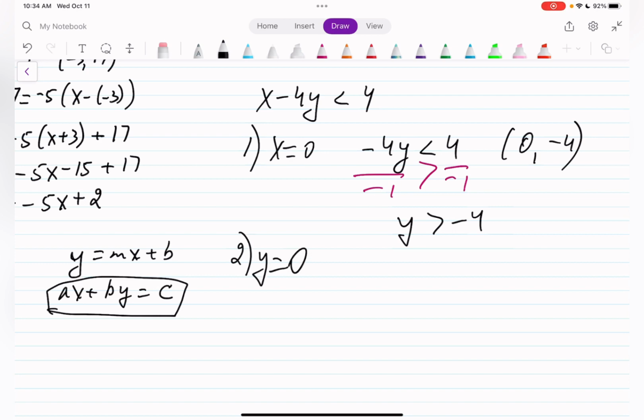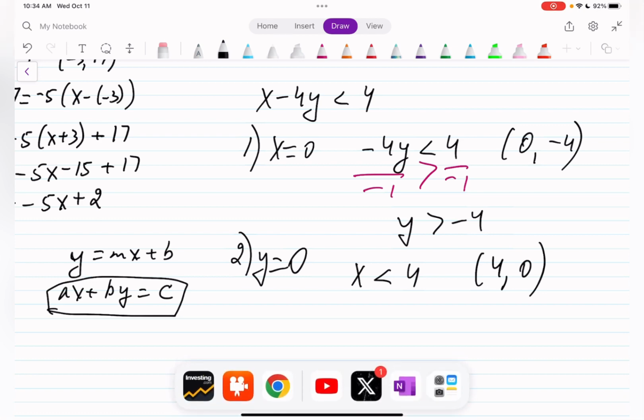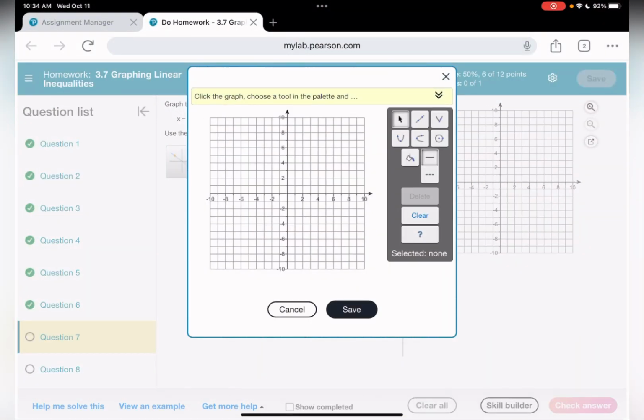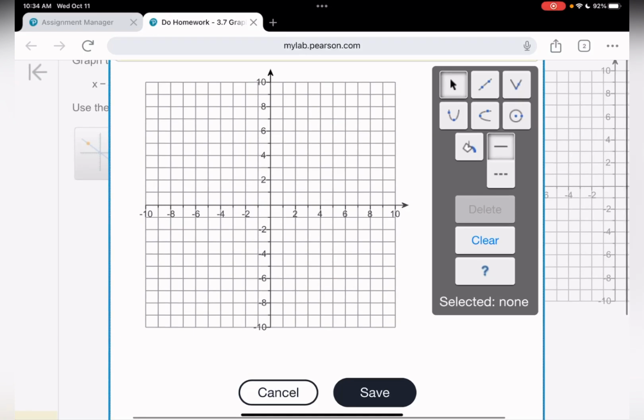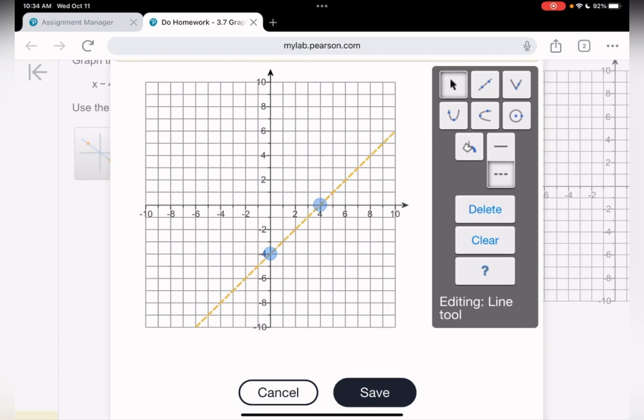Second, y is equal 0. And what do I have? X is less than 4. So 4 and 0. Okay? 0, negative 4. So y is negative 4, x is positive 4. And we're going to use dashes. Equal sign is missing. Negative 4 and positive 4.